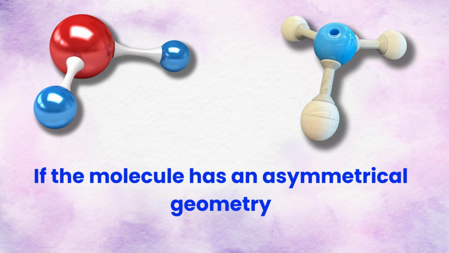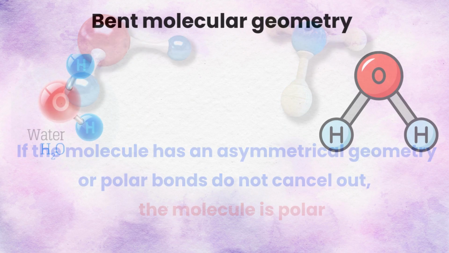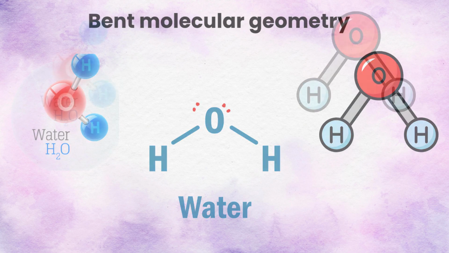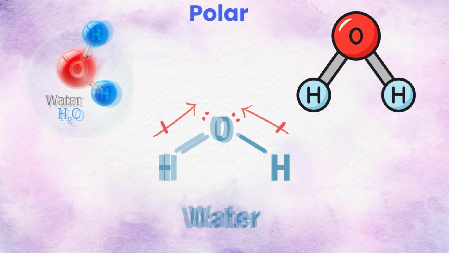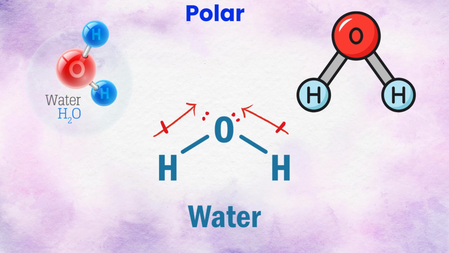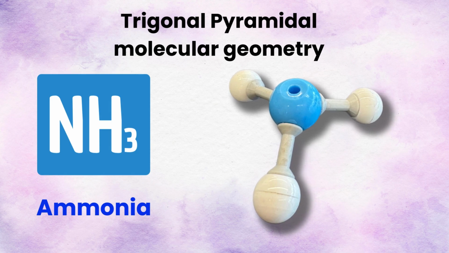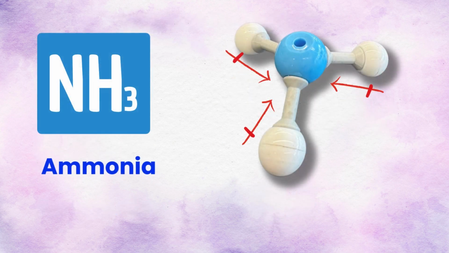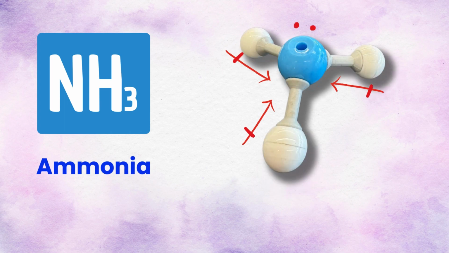If the molecule has an asymmetrical geometry or polar bonds do not cancel out, the molecule is polar. Water has a bent molecular geometry with two lone pairs on the central oxygen atom. The O-H bonds are polar, and the molecule overall is polar due to the asymmetrical arrangement of the hydrogen atoms. Ammonia has a trigonal pyramidal molecular geometry. Each N-H bond in ammonia is polar. And because of the asymmetrical geometry and the fact that the nitrogen has a lone pair of electrons, it makes the nitrogen end slightly negative and the hydrogen end slightly positive, and the molecule is polar.